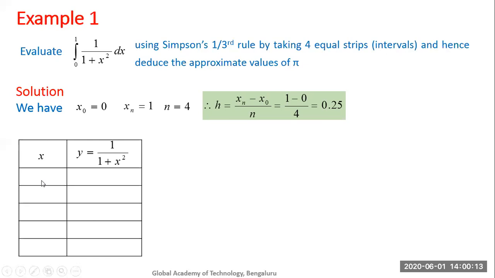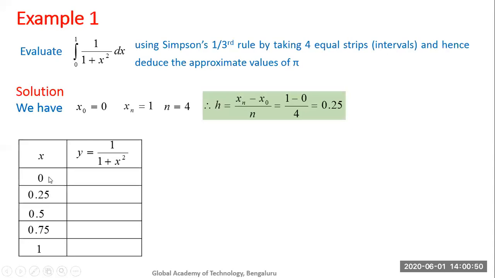So the starting value for x is the lower limit, x naught, and the last value of x is the upper limit, 1. So we start with 0. To get the remaining values here, just add h. So 0 plus h, that is 0 plus 0.25, you get 0.25. Add h to this, you get 0.25 plus 0.25, you get 0.5. Then 0.5 plus 0.25, you get 0.75. So continue like this till you get the upper limit. So the next value is 0.75 plus 0.25, which is 1. So it must end with the upper limit.